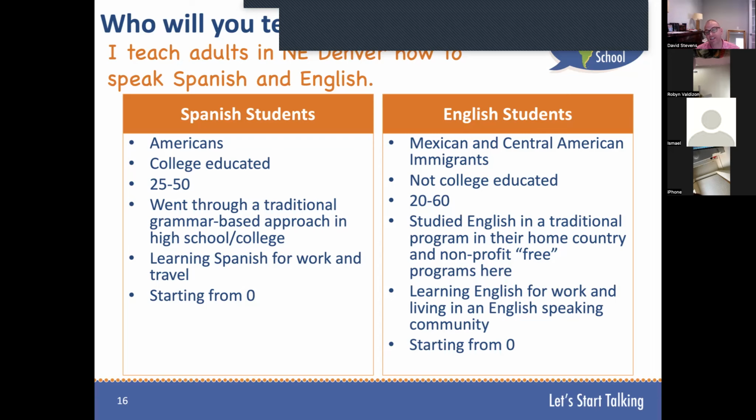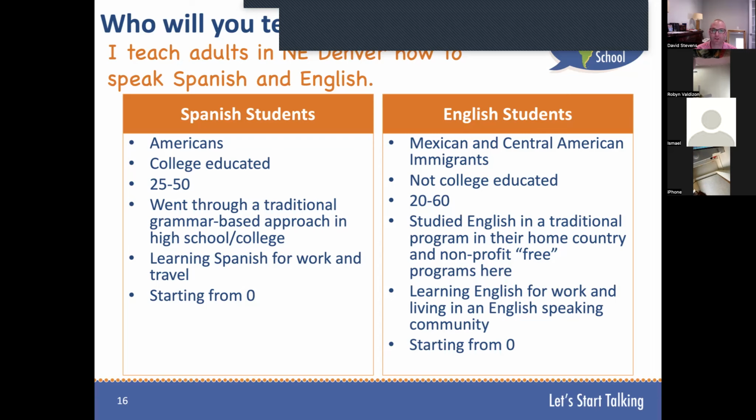On the Spanish side of things, my students are all college educated. And on the English side, they are not. My Spanish students tend to be 25 to 50 years old. My English students tend to be anywhere from 20 to 60 years old. Most of my Spanish students went through a traditional grammar-based approach in either high school or college. And pretty much the same thing for my English students. In much of Latin America, they even start studying English like in kindergarten.